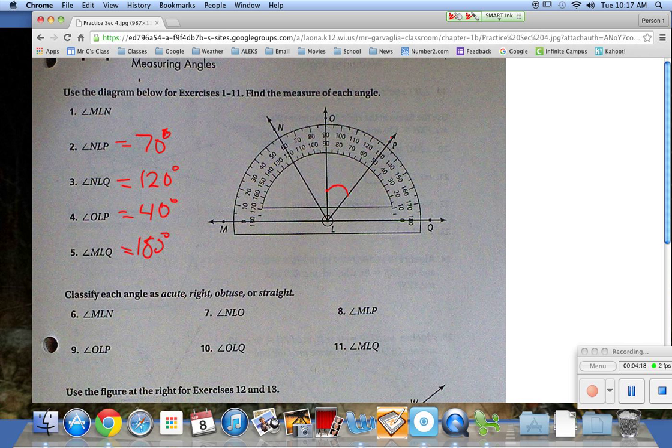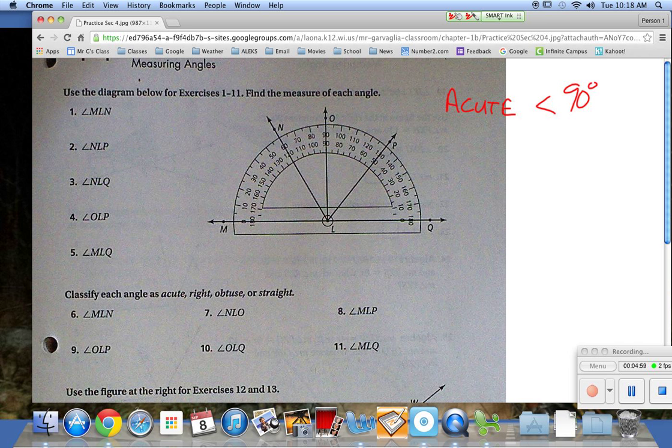All right. Now, we have to learn what these angles are. Let me erase this. All right. Acute angle. What does that mean? They're less than 90. They're less than 90 years old, so I'm acute. Acute angle is less than 90 degrees.